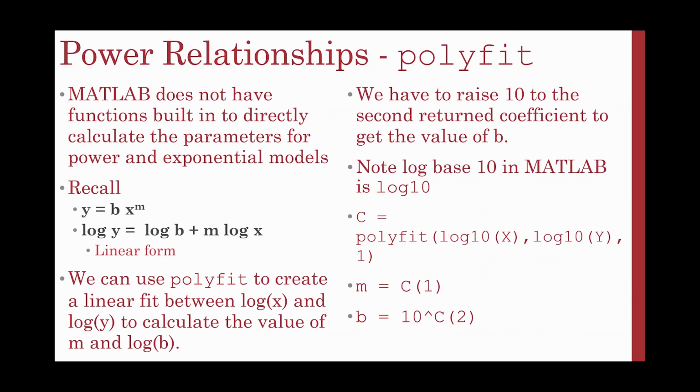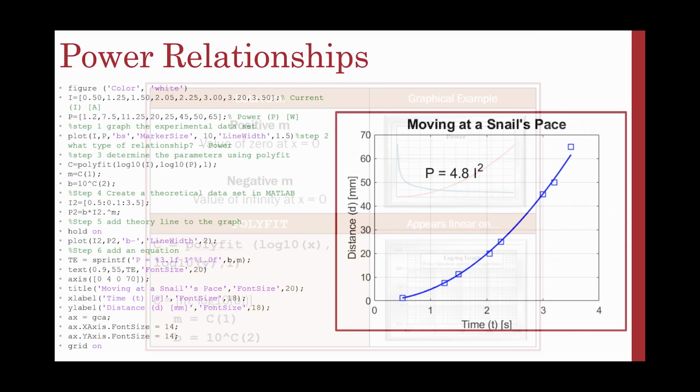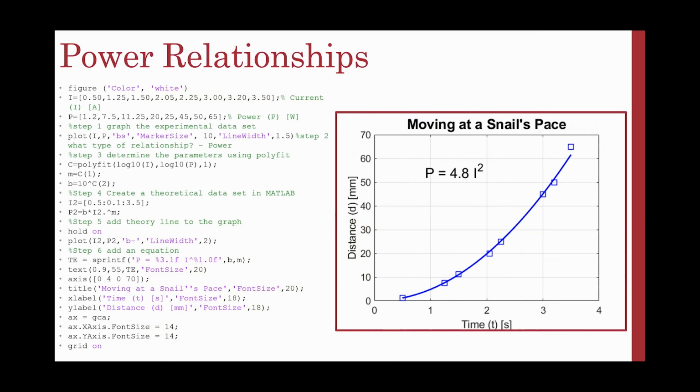We have to raise 10 to the second coefficient returned to get the actual value of b. Note that log base 10 in MATLAB is log10, not just log. So in our case, c would be equal to polyfit of log10 of x, log10 of y, comma 1. Our slope would be c of 1, and our b would be 10 to the c of 2. So here we have our summary of the power relationship. Again, it's polyfit of log10 of x, log10 of y, comma 1, and then c contains m and the log10 of b, so m is equal to c of 1, and b is 10 to the c of 2. Let's look at an example of this.